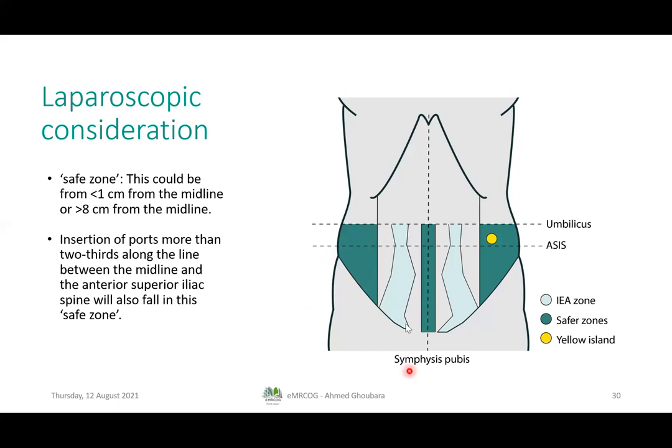You'll be good to go. So less than 1 centimeter, or more than 8 centimeters. This is the way you could button your trocar without any fear of injuring the inferior epigastric artery. Okay, clear, guys?